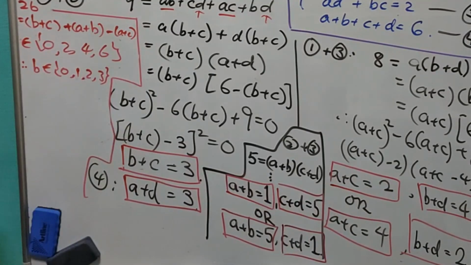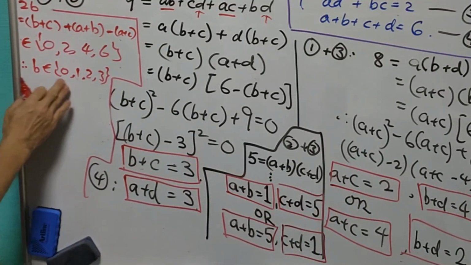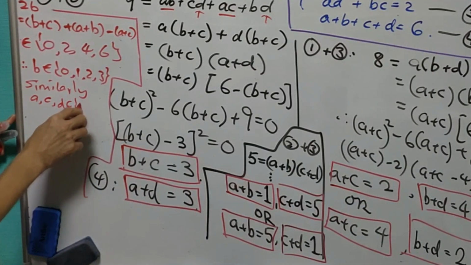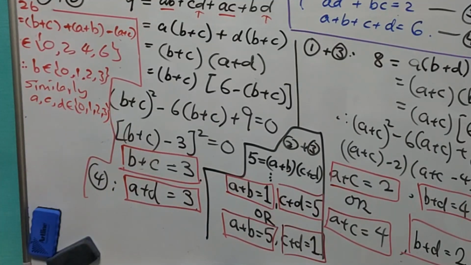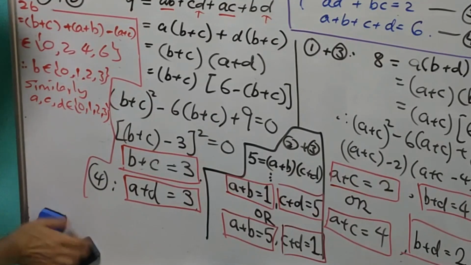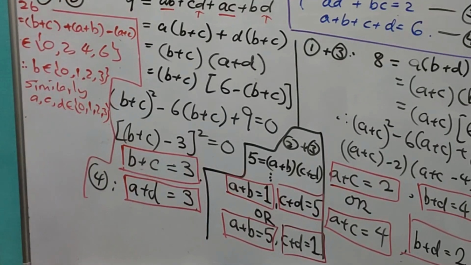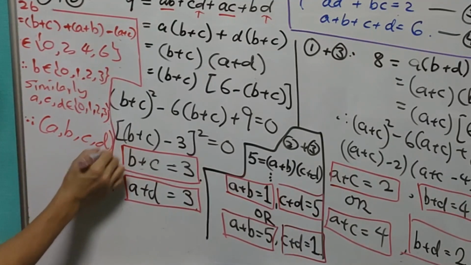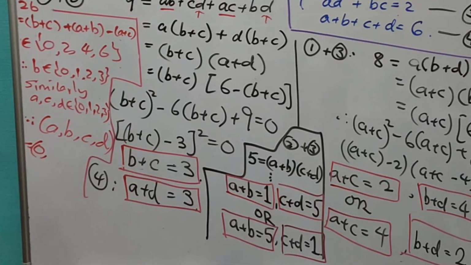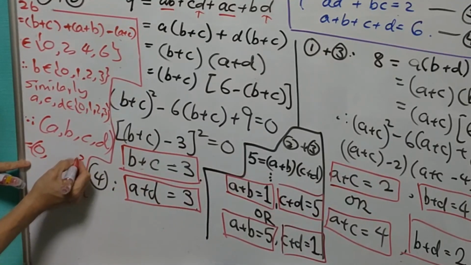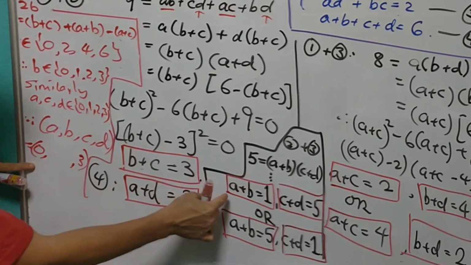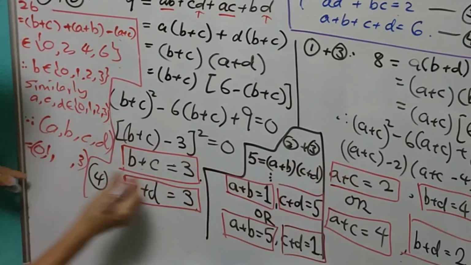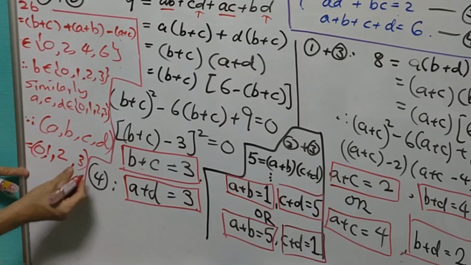Likewise, we do a similar method. We also know that not only B must be 0, 1, 2, or 3, but A, C, and D also have to be 0, 1, 2, or 3. So with this, we can list out all the possible values for A, B, C, D. If A equals 0, D must be equal to 3, B must be equal to 1, and C must be equal to 2. That is one possible value.